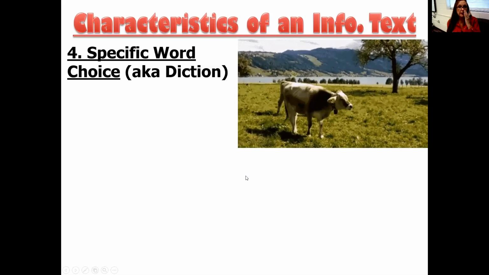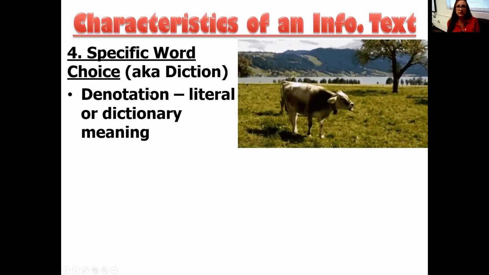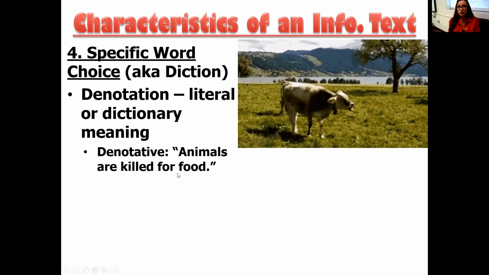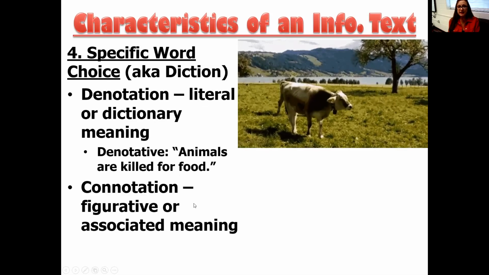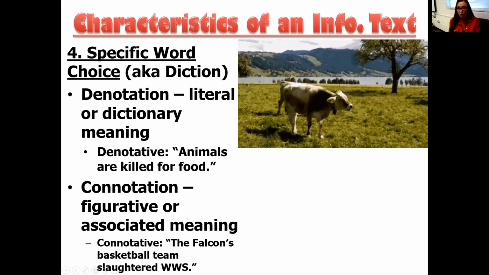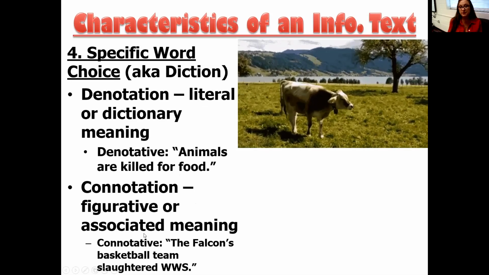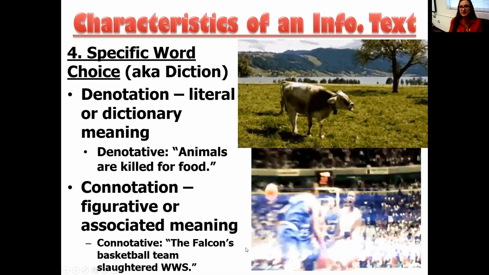Continuing with characteristics of an informational text, we're talking about specific word choice or diction. There's denotation, which is the dictionary definition, like animals are killed for food. Connotation is the associated or figurative meaning. They slaughtered the WWS Falcons basketball team. They didn't really kill them like you would kill an animal for food. That is a figure of speech. The connotation there means that they beat them terribly.